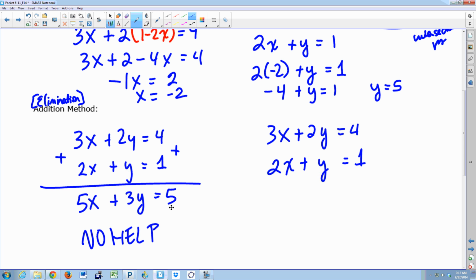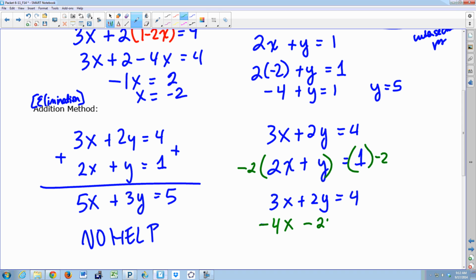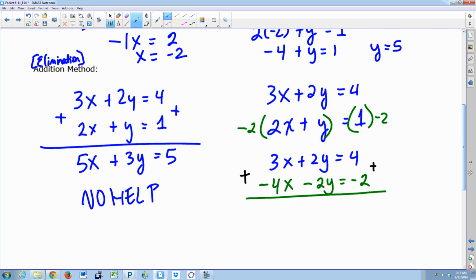So you can do that by multiplying both sides of this equation right here, everything on both sides, by negative 2. So I'm going to take a minute to rewrite my first equation all over. And now I'm going to write my new equivalent equation to the second one. That's going to be negative 4x when I multiply everything by negative 2, minus 2y equals negative 2. Now I'm going to try this addition on both sides, and hopefully I wind up with one variable. That's exactly what we're doing.